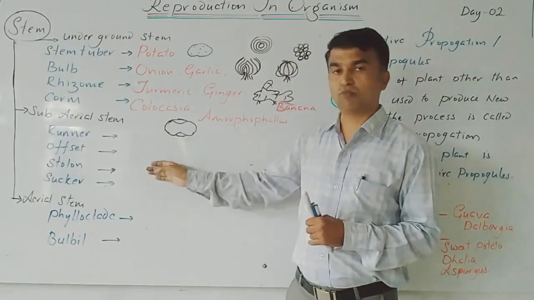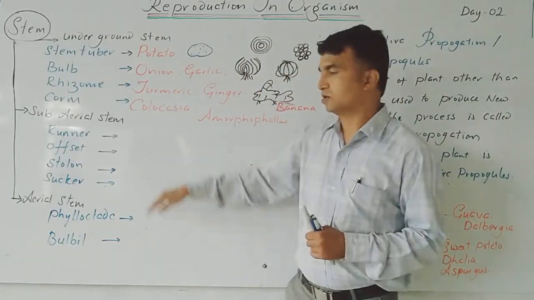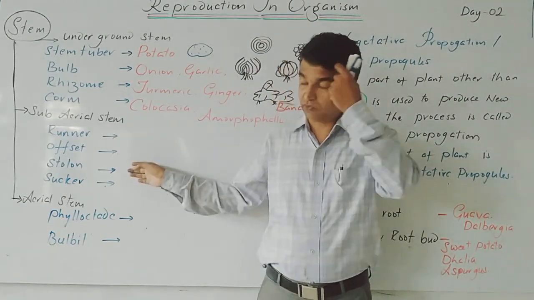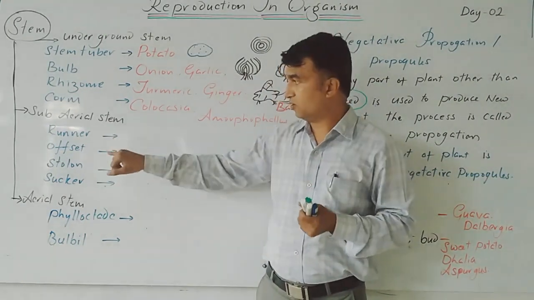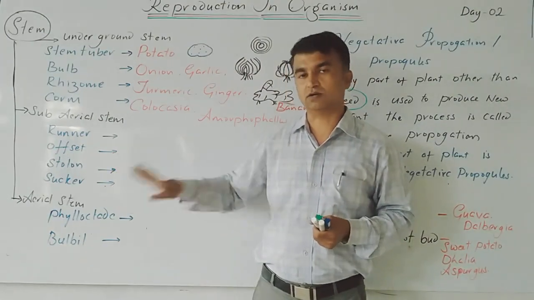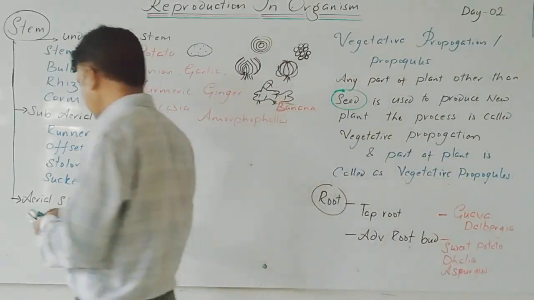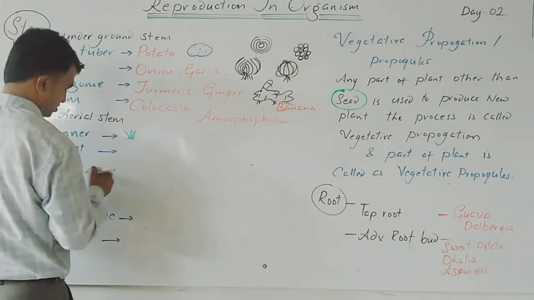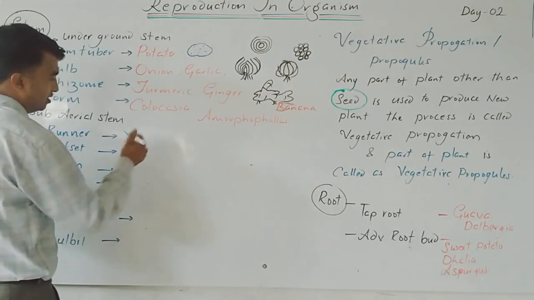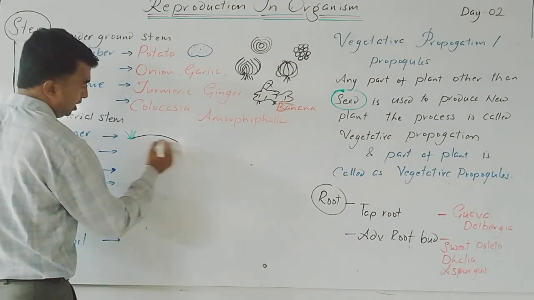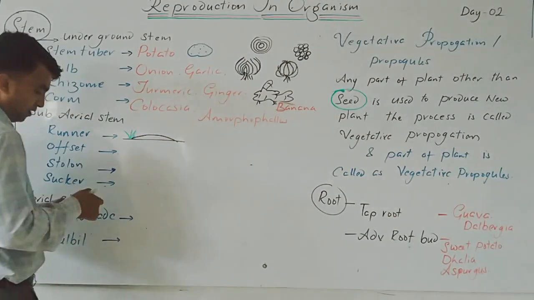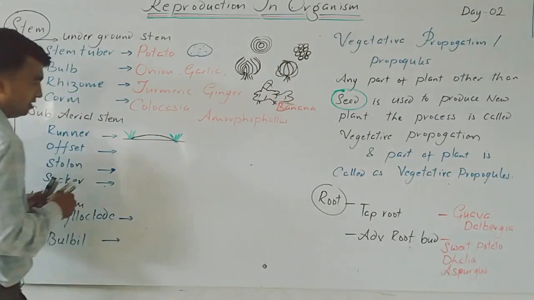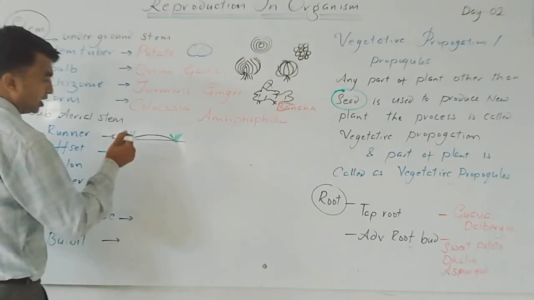Next one is the subaerial modification. Subaerial modification means they are touching the ground a little bit, but each one shows a different phenomenon: runner, offset, stolon and sucker. Four are there. When you take the runner, so this is the grass. It will produce a runner and run parallel to the ground and again touch the ground. Whenever it touches the ground, again it will produce a tuft of leaves and roots. So this is the runner.